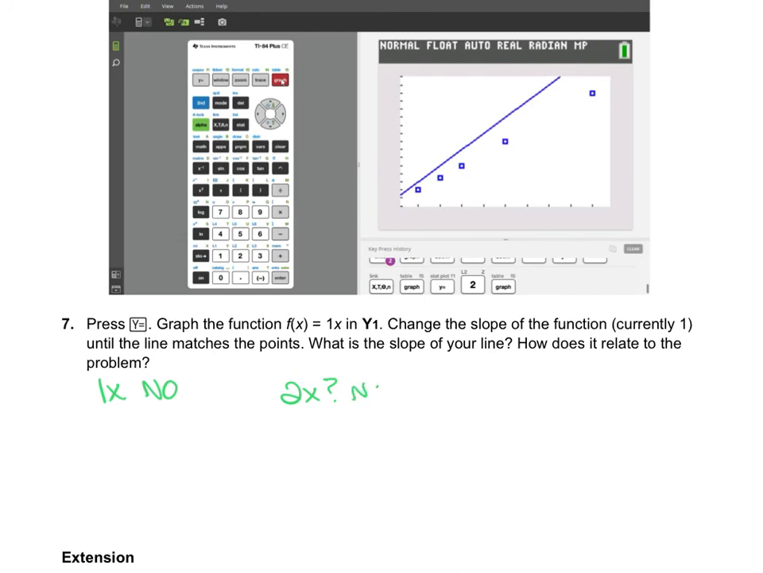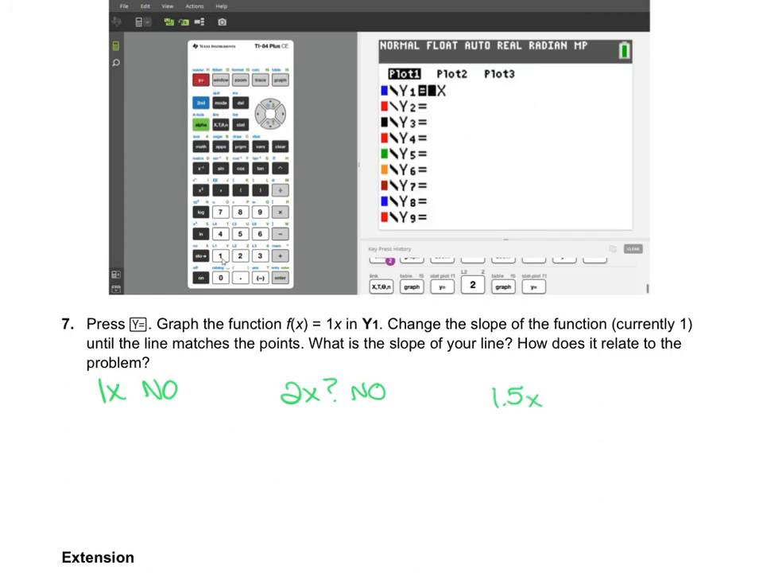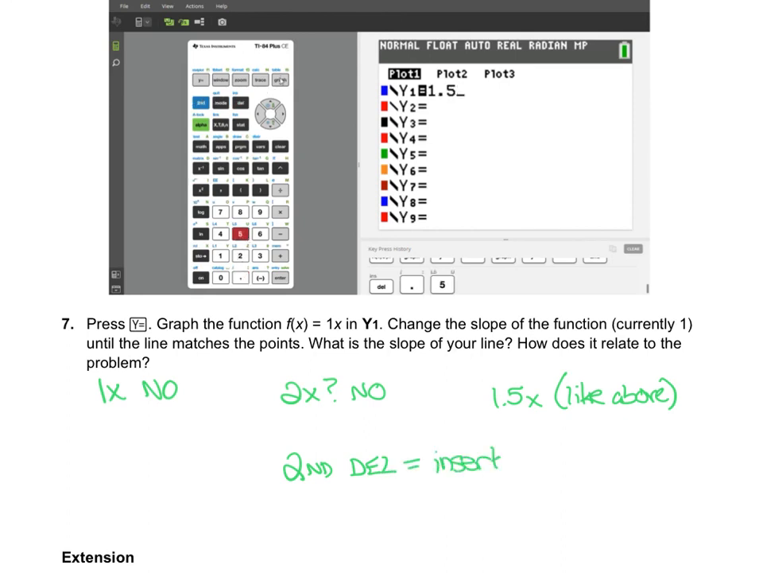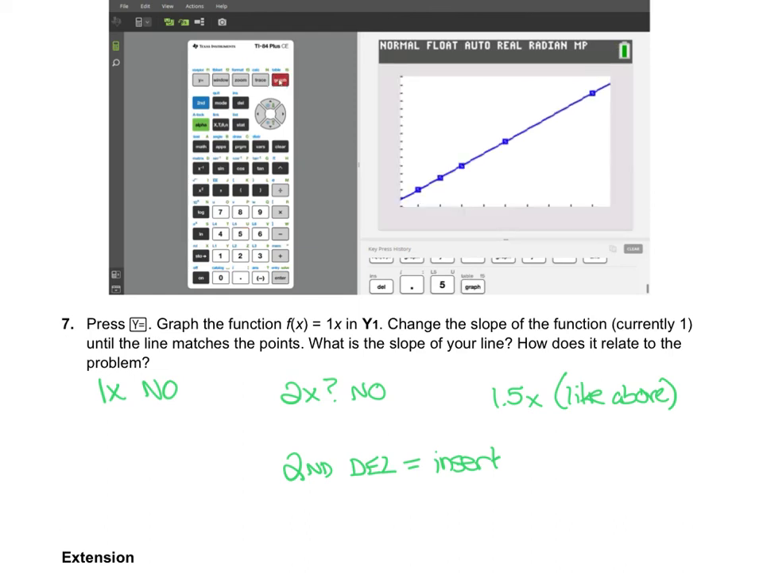That was too much, so too slopey of a line. So therefore, we might suspect that the line should be 1.5x. I want to show you a little trick right here, not super necessary. We could just type in 1.5x, but let's type 1 and then second delete. We could insert 0.5. So I use that quite a bit, especially if I have long equations I'm working with. Now press graph. Aha! We have basically just modeled the data of the pairs.